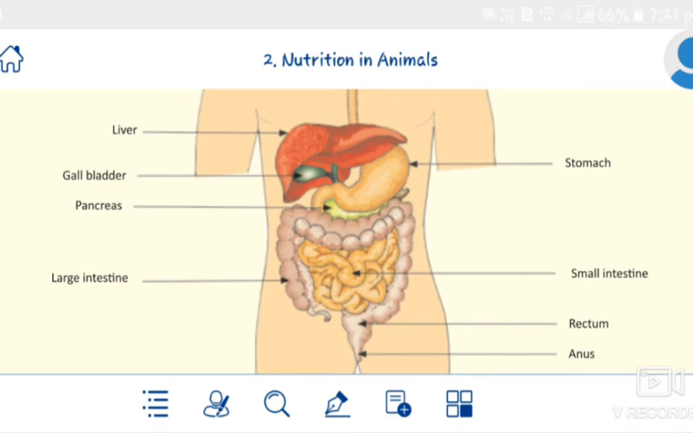Do you know what is glucose? Glucose is a kind of sugar. Then the proteins in pulses, milk and fish are complex substances, so they are broken down into amino acids.